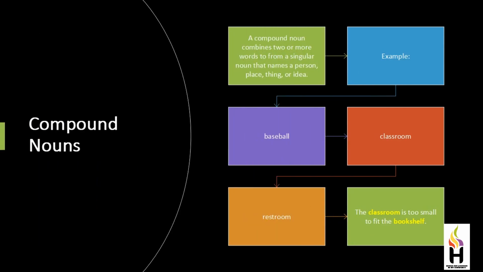Compound nouns. A compound noun combines two or more words to form a singular noun that names a person, place, thing, or idea. Examples are base and ball to make baseball, class and room to make classroom, rest and room to make restroom. In the sentence, the classroom is too small to fit the bookshelf, classroom and bookshelf are compound nouns.